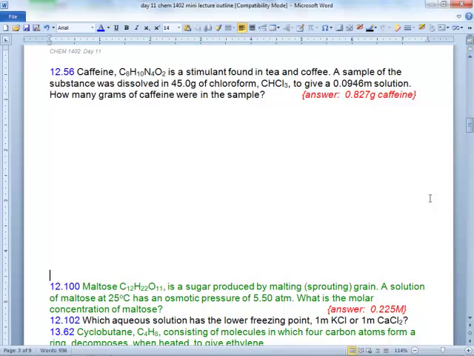Caffeine found in tea and coffee. Sample dissolved in 45 grams of chloroform, which is CHCl3, to give a 0.0946 molality solution. I'm not supposed to say little m, I'm supposed to say molality. How many grams of caffeine were in the sample? Okay. There's your answer. But how are you going to get it?